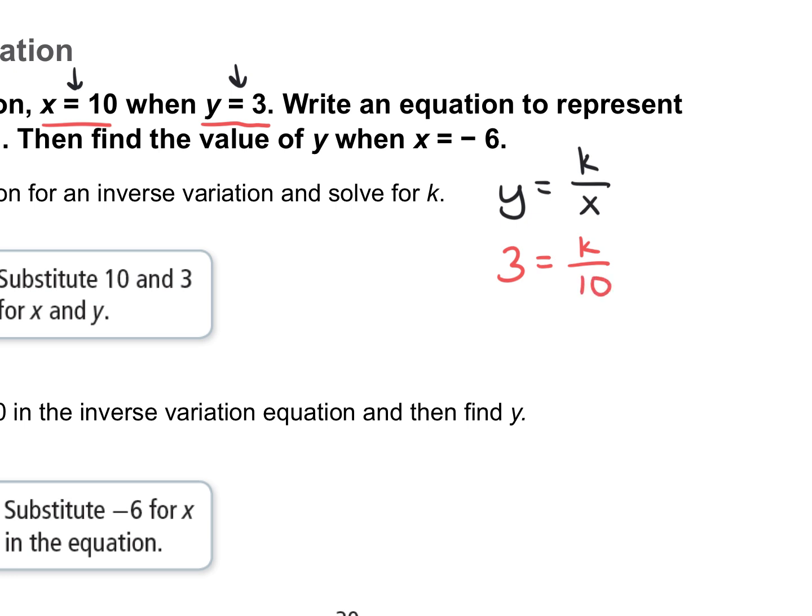Raise your hand if you don't like fractions. We always want to get rid of them when we can. How can I get rid of that fraction? I'm going to multiply by 10. What I do to one side, I have to do the other. So what's 3 times 10? 30. Remember over here, these 10s cancel out. So I have 30 equals K.